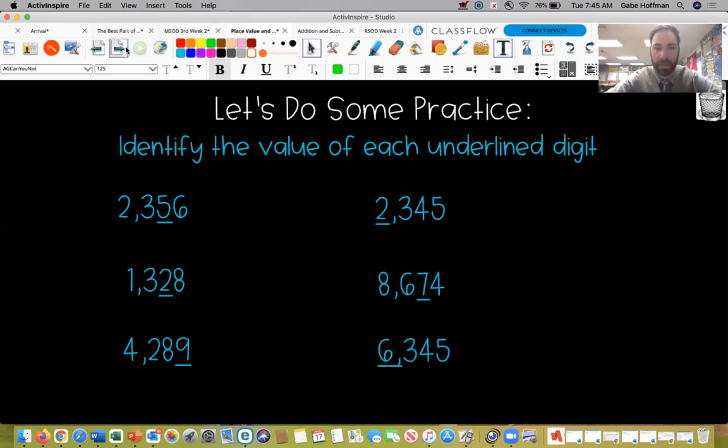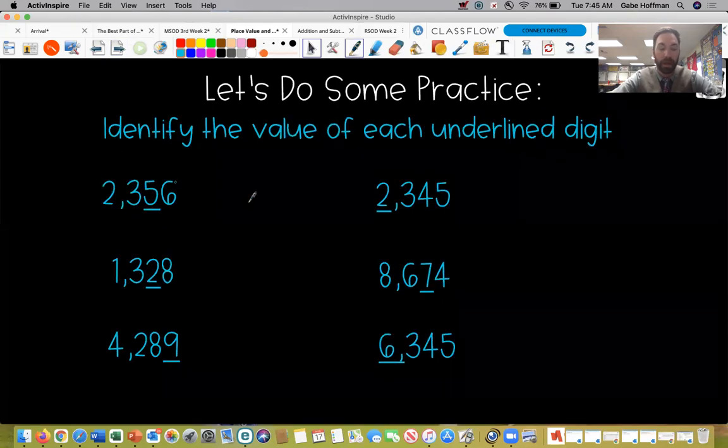You'll also see a lot of problems where they ask you to find the value of an underlined digit. So you have to look at that digit, determine what place it's in, and then you have to say the value based on the place. So if I'm looking at these, we're going to look at the value. To figure out the place, I would always start counting.